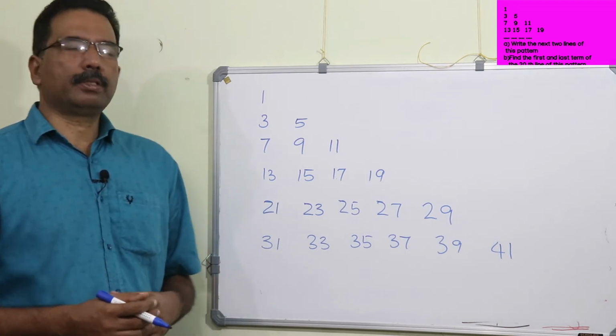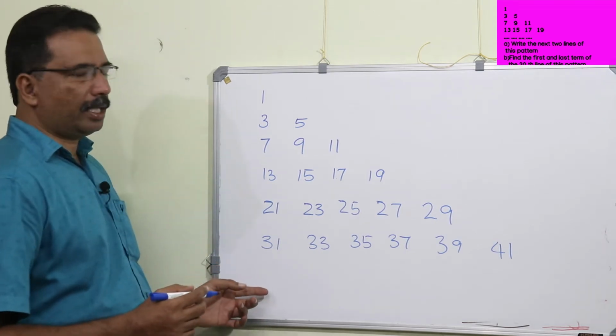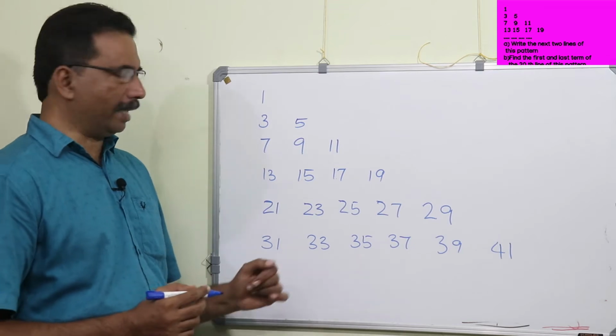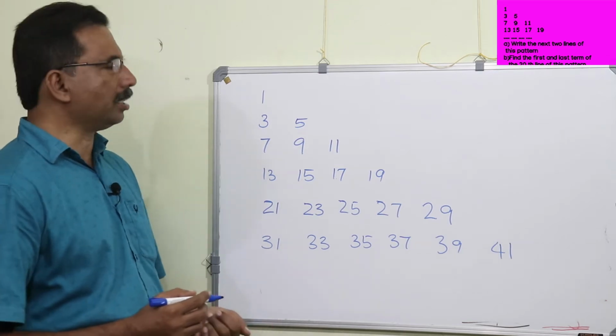ദ നെക്സ്റ്റ് പാർട്ട് ഈസ് ഫൈൻഡ് ഔട്ട് the first and last term of the 20th line. First and last term of the 20th line.